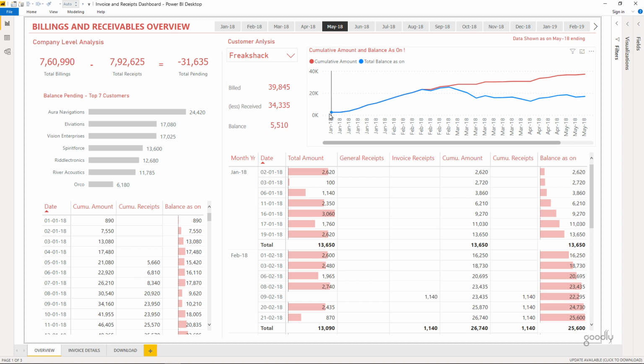You can take a look at the chart here. The red line talks about the billings, cumulative billings. Blue line talks about the balance as on the current date. All right, let's just take a look at the table here.